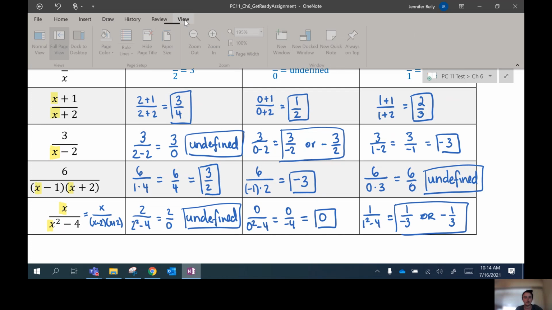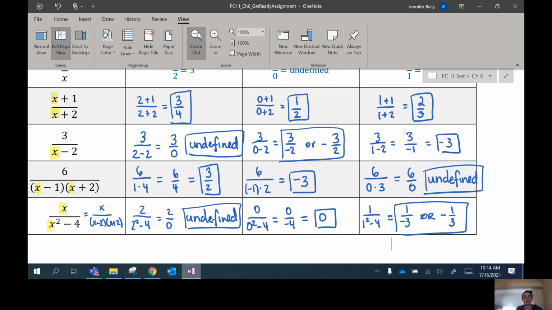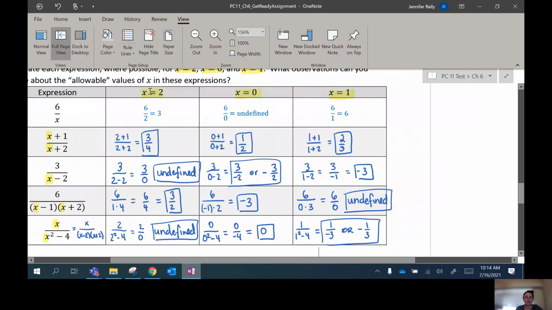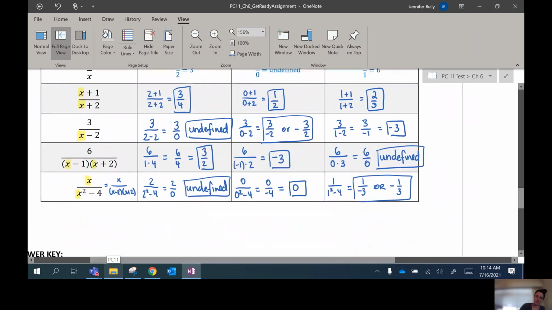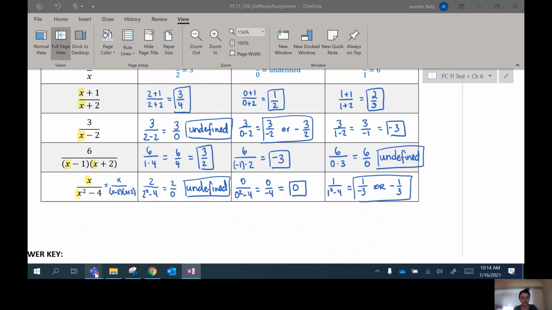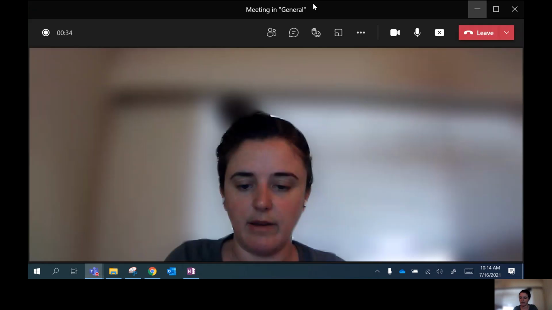Okay, there you go. So what you should notice there is anytime the denominator is 0, it's going to be undefined. So any x value that makes the denominator 0 makes the whole expression undefined. Okay, and we will pause the video there. That's the end of the Get Ready assignment.